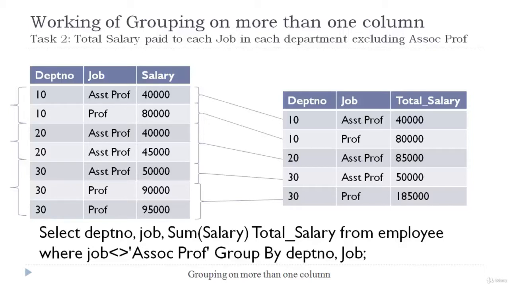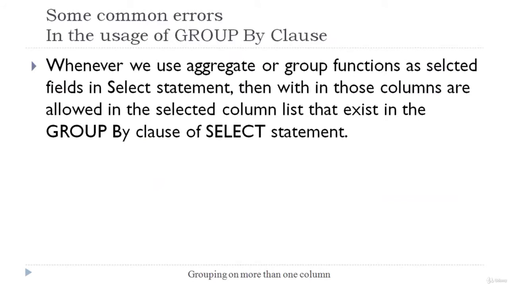Here, the where clause has been added to remove undesirable records before group by. And in this case, grouping is performed on two columns, first on department number, and then within each department number, grouping is performed on the job field. There are some errors which a user normally makes in the usage of the group by clause, and one should be very clear about this logic so that we do not make such mistakes.